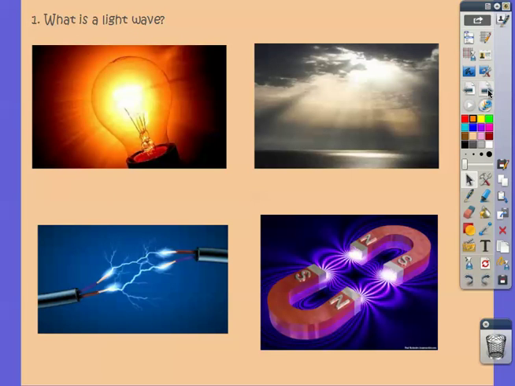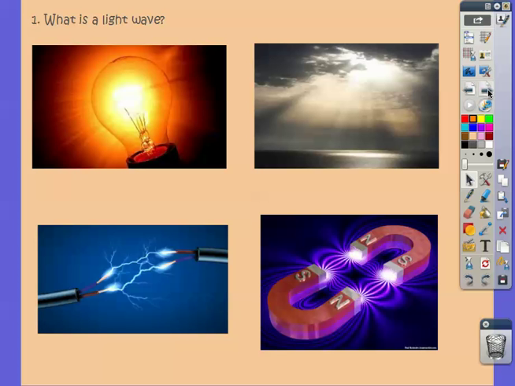Light is just a wave, and it's a wave that does not require a medium, so therefore we identify it as an electromagnetic wave. This allows the light wave to travel through a vacuum like space, and it's why we can get light from the sun, but we can't hear the sun burning because sound waves can't travel through a vacuum.